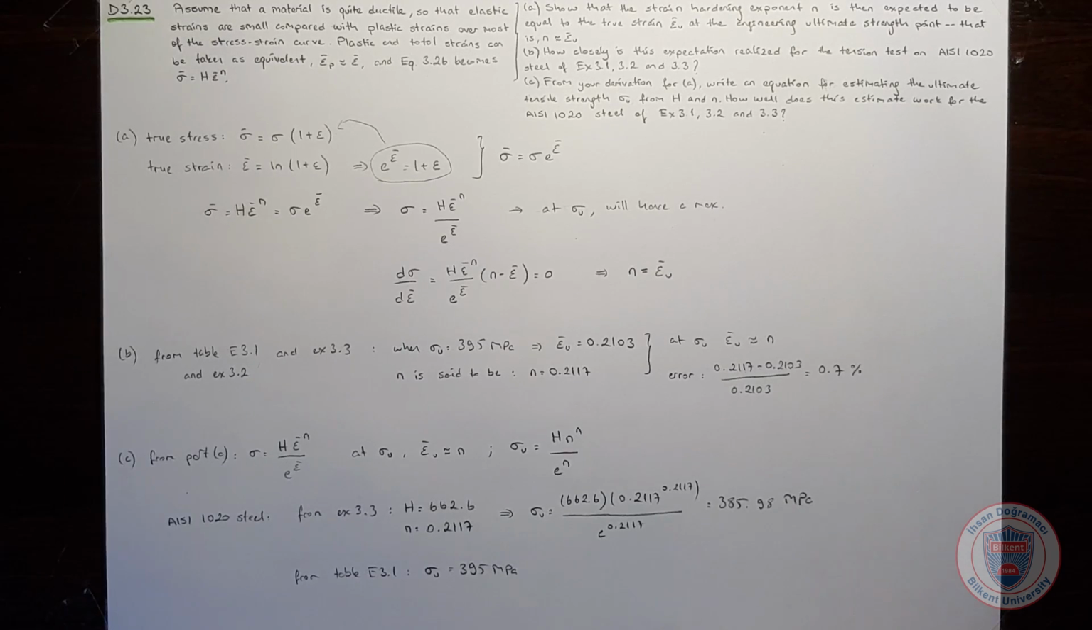Again, these values are almost the same, but let's compute the error. It will be equal to 395 minus 385.98 over 395, and it will give an error of 2.28%. So we can say that this estimate works well for AISI 1020 steel.